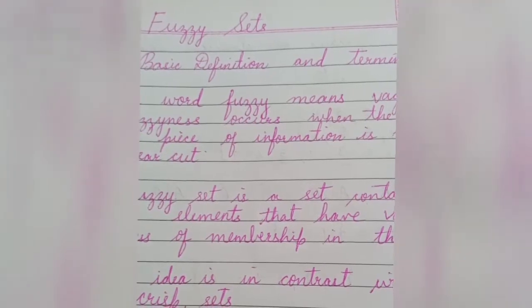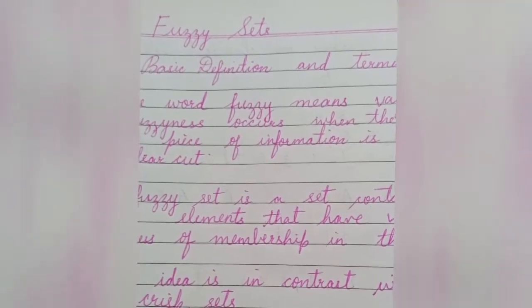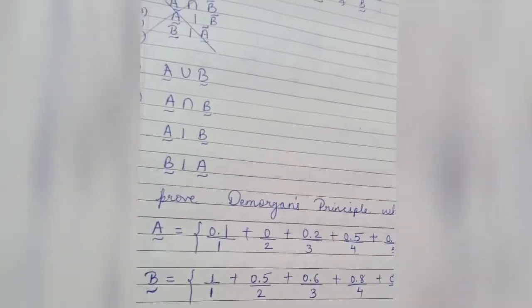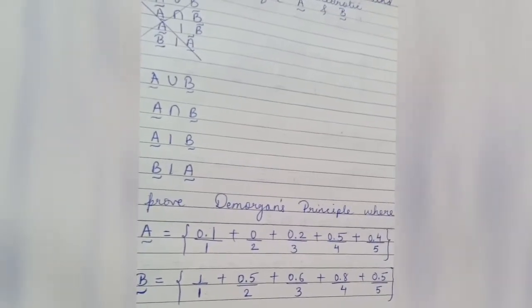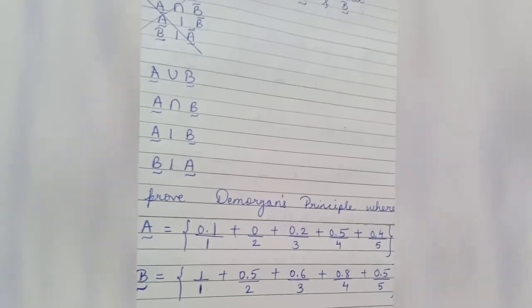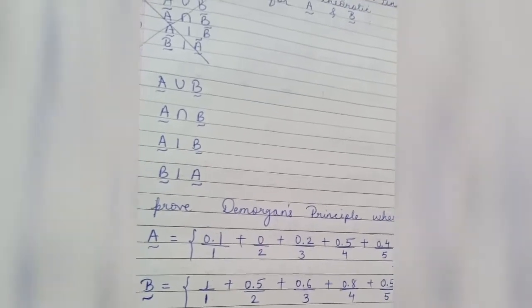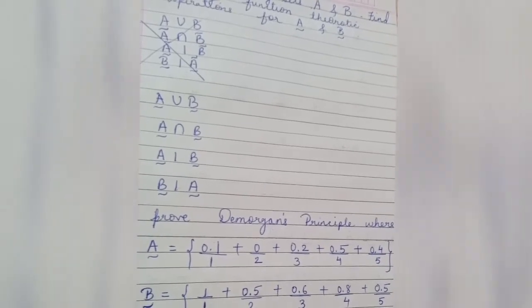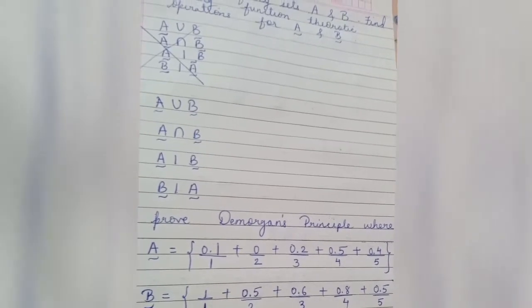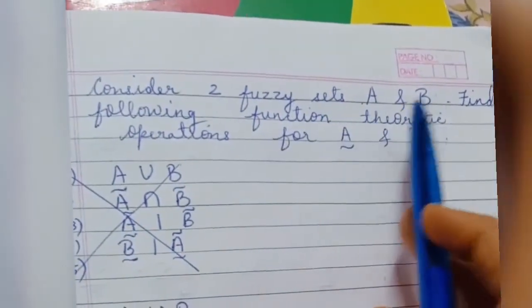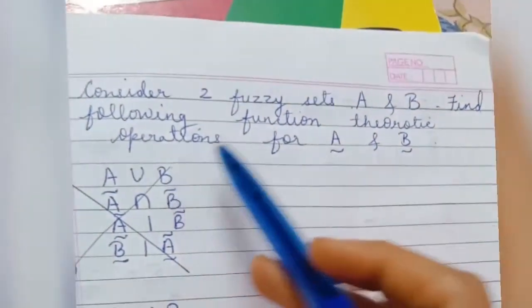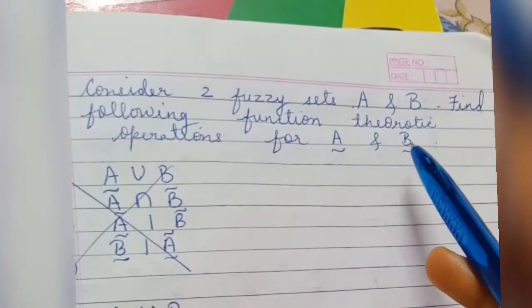In this video, let's learn an example based on fuzzy set operations. Before starting examples, do watch my previous videos based on soft computing and fuzzy system. It's very important to clear the topics before solving the examples. Let's get started. First example is, consider two fuzzy sets A and B. Find the following set theoretic operations for fuzzy sets A and B.